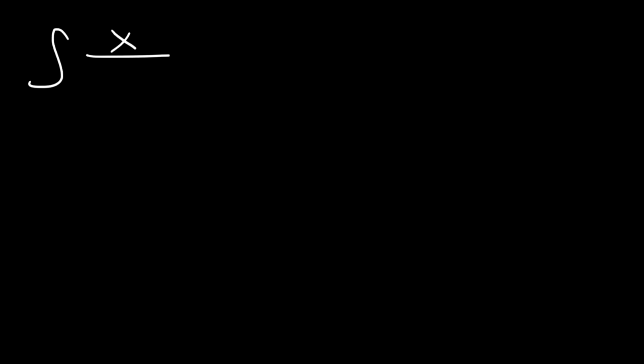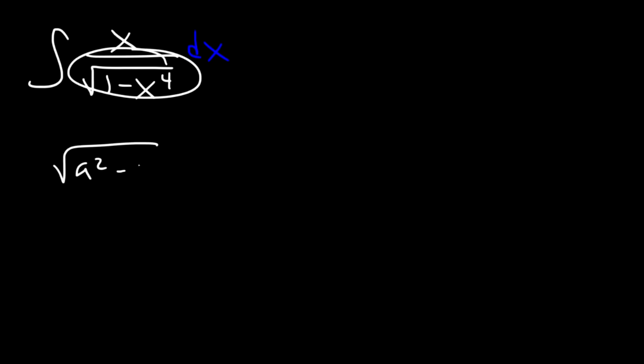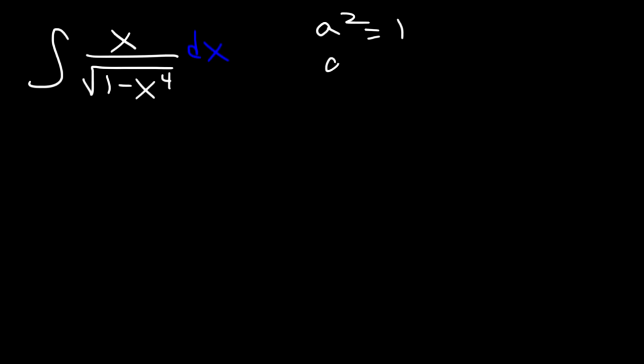Let's work on this example. X divided by the square root of 1 minus x to the 4th dx. So notice that this form is similar to the square root of a squared minus u squared, which is associated with arcsine. So therefore, we want to make a squared equal to 1. So a is 1. And we want to make u squared equal to x to the 4th. So u is going to be x squared. You got to take the square root of both sides. The square root of x to the 4th is x squared. You divide the exponent by 2.